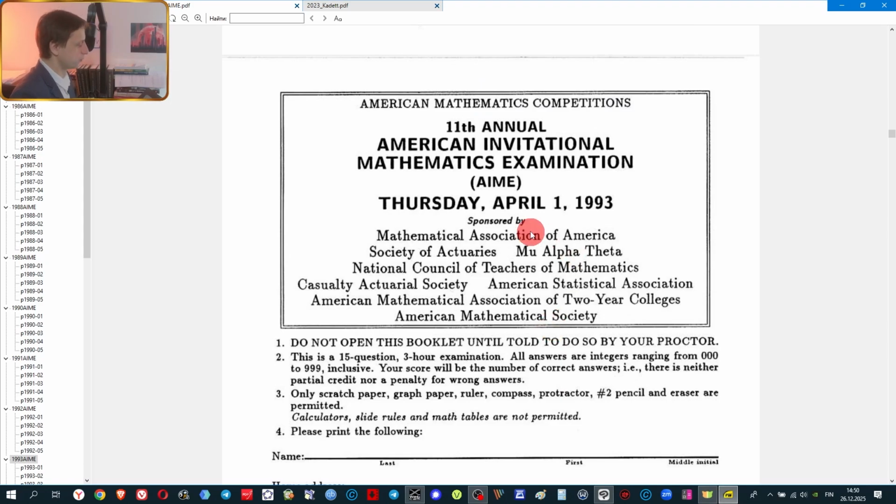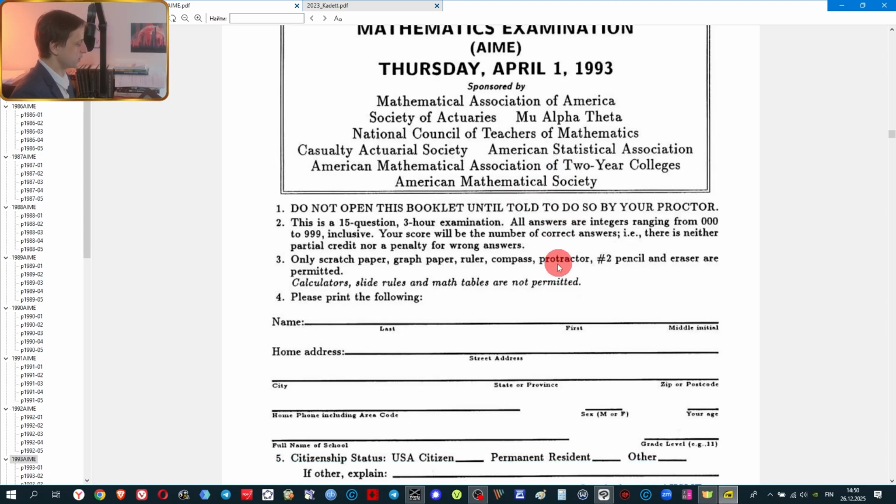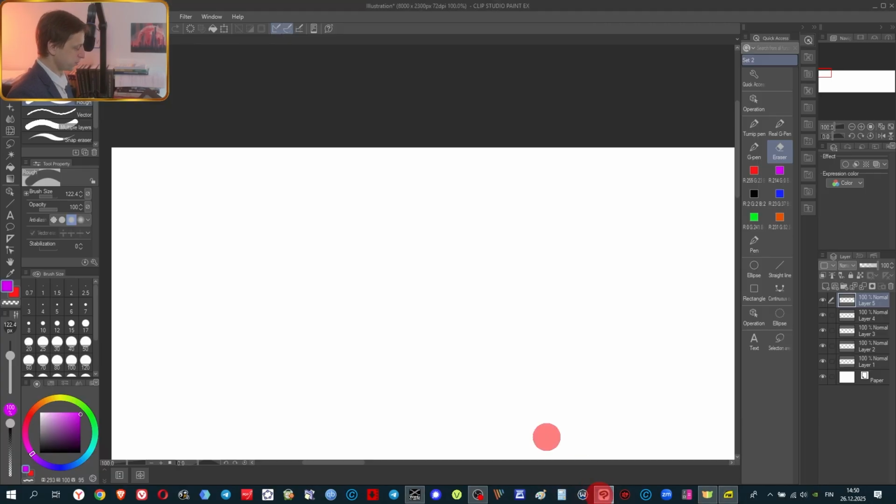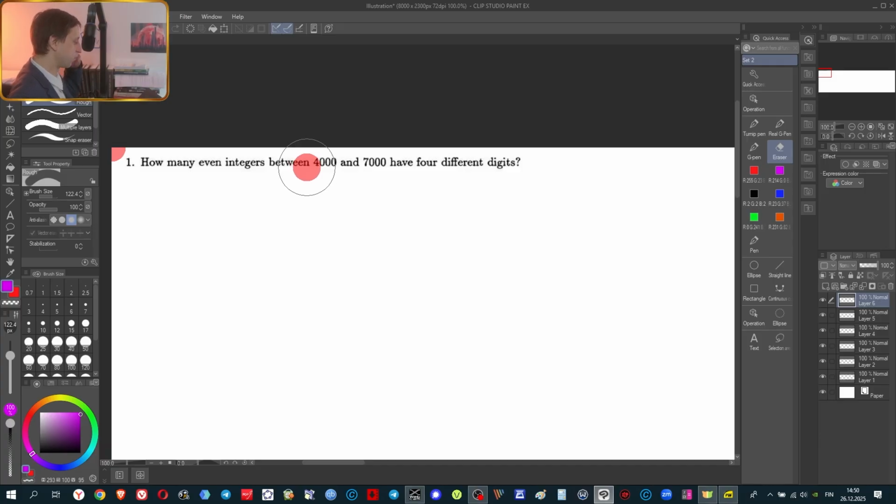Okay, today we will solve 5 easiest problems from AIME 1993. We will start with the first one. As you can see, it's a very short problem and it will be a very simple one as well. How many even integers between 4000 and 7000 have 4 different digits?